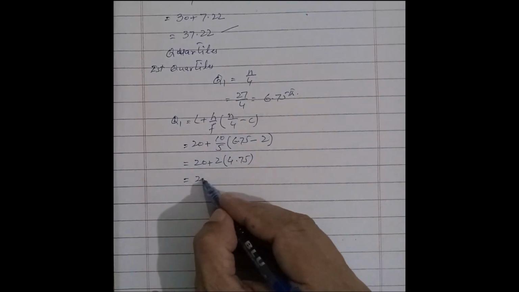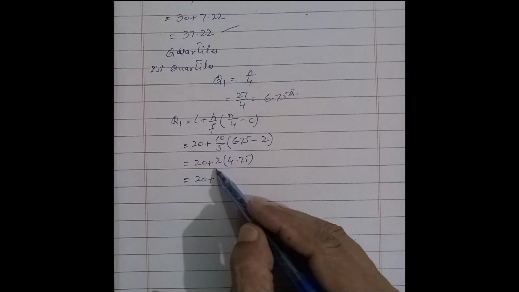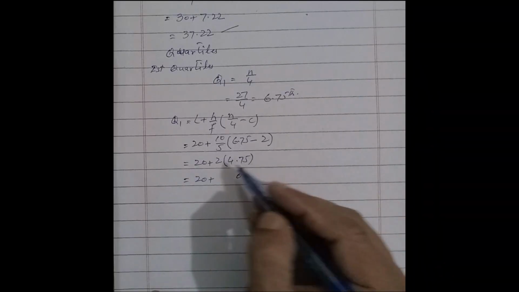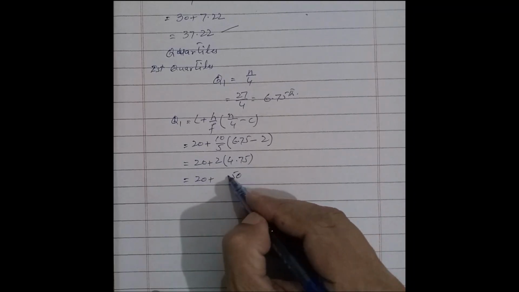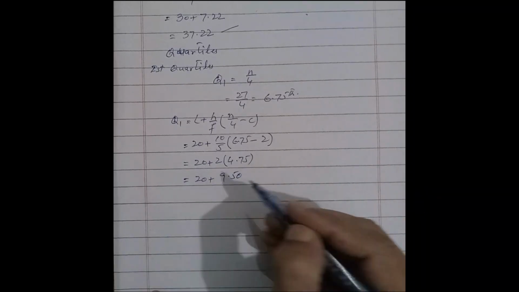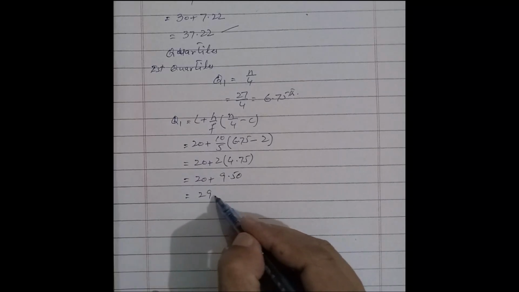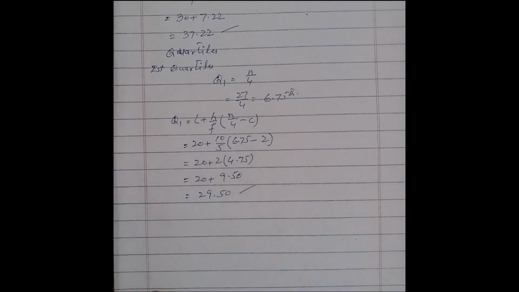And then simplify further. 20 plus 2 multiplied by 4.75. 2 5s are 10, 1 carry. 2 7s are 14 and 1 is 15, 1 carry. 2 4s are 8 and 1 is 9. And then we add it. It is 29.50. It is the first quartile.